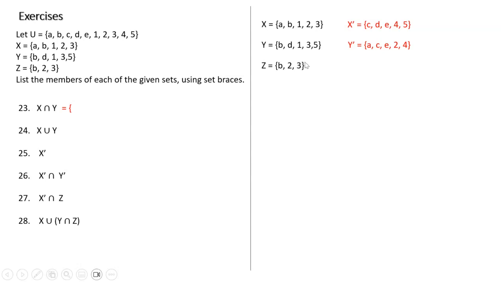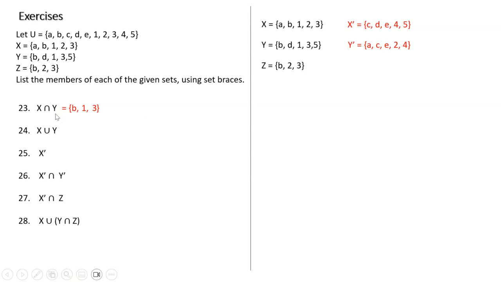intersect Y. So what's it saying? What do X and Y have in common? They have in common a B, right? And a 1 and a 3. That's my result.